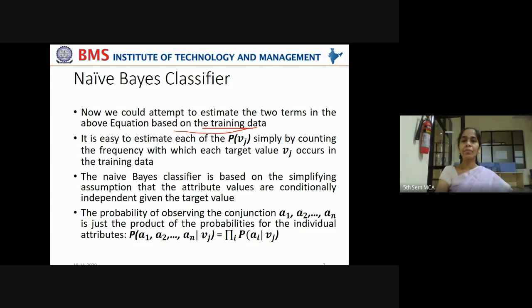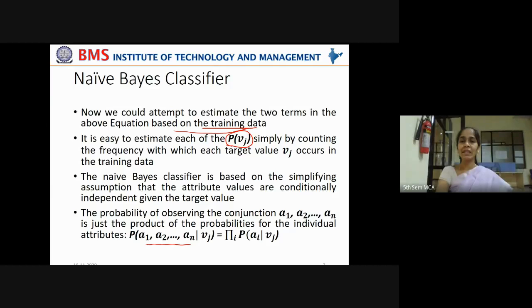We can calculate probability of Vj. We can calculate the product of probabilities. I'll explain to you how we do that. Okay. Now it is easy to estimate each probability of Vj.